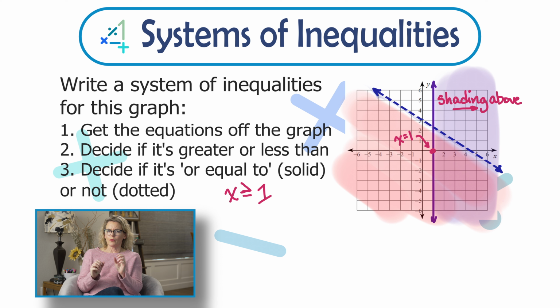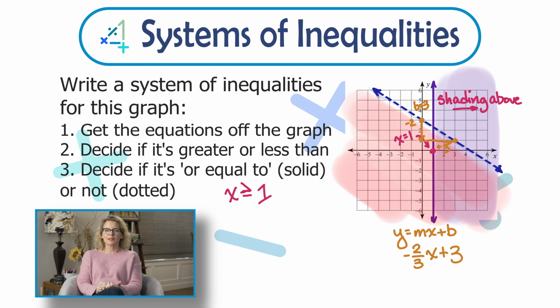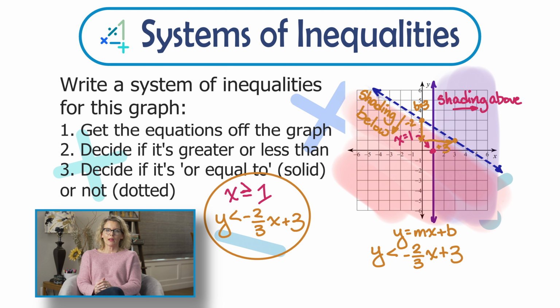Let's do the same thing for the other line. It's a little bit more normal, where it will fit into y equals mx plus b. The y-intercept is 3, and that's my b. I pick another good point to figure out the slope. From one point to another, I go down 2 and over 3 for a slope of negative 2/3. That goes in front of my x. Now we just have to deal with the alligators. It's shaded right up against it, underneath it, so I know that it is a less than. And since it's a dotted line, it just stays a less than. The system of inequalities is x is greater than or equal to 1 and y is less than negative 2/3 x plus 3. Awesome job!